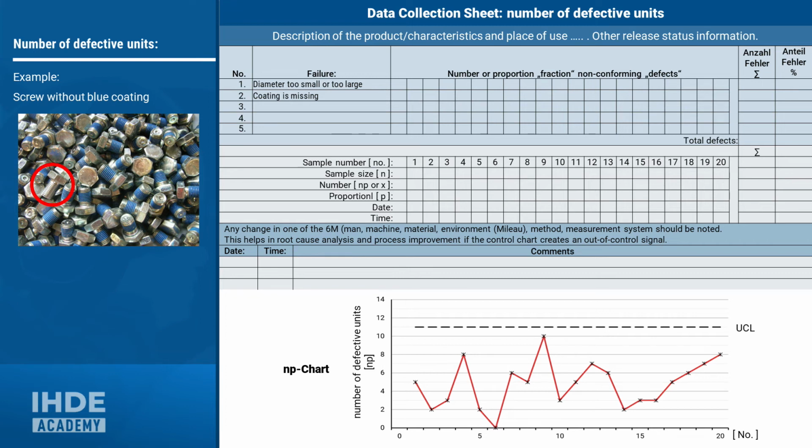A part of an NP chart is shown below as an example. If the number of defective parts in one of the random samples was more than 11, this would be an indication that the monitored process is no longer under control. Among other things, with the help of the records, the cause would have to be found and the process readjusted.